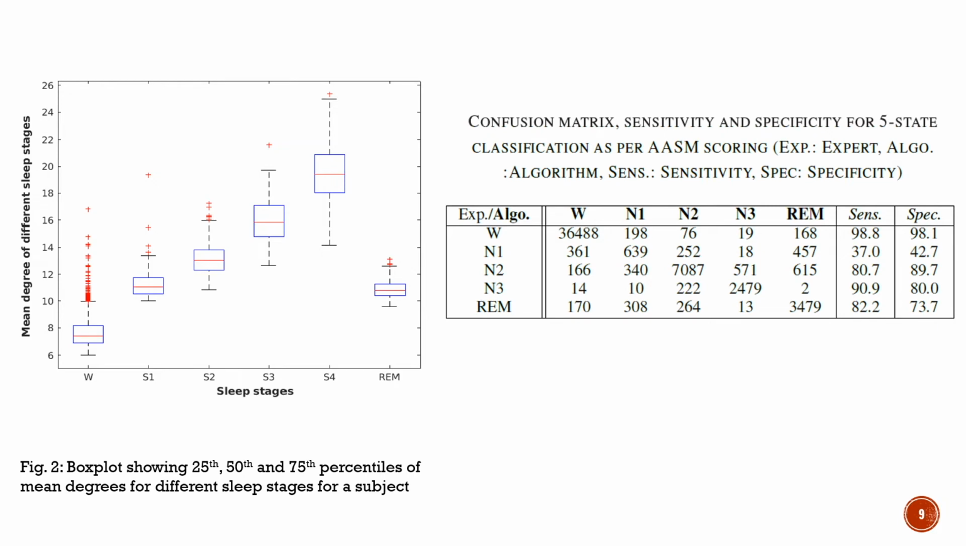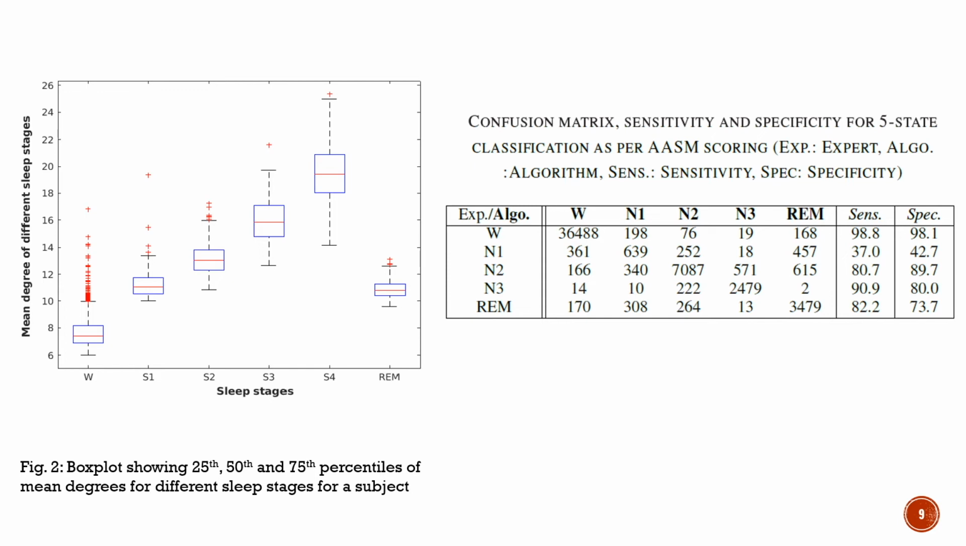Now here on the left hand side, you can see the box plot of the mean degrees for different sleep stages for the same subject which was shown in the previous slide. As we can see, the mean degrees are quite well separated across the different sleep stages, and as the sleep deepens, like it moves from S1 towards S4, the mean degree also increases, and it is least for REM across all the sleep stages. However, the wake has the least mean degree. So this is also one of the features that we have extracted from the visibility graph.